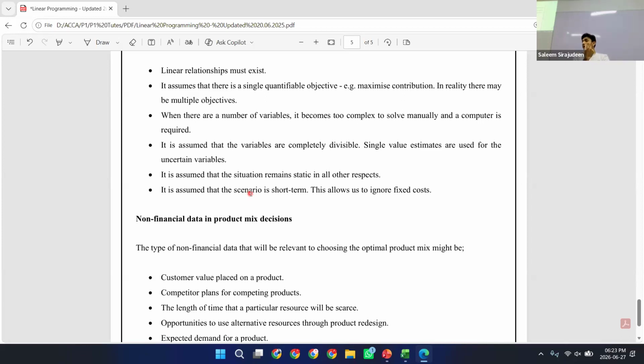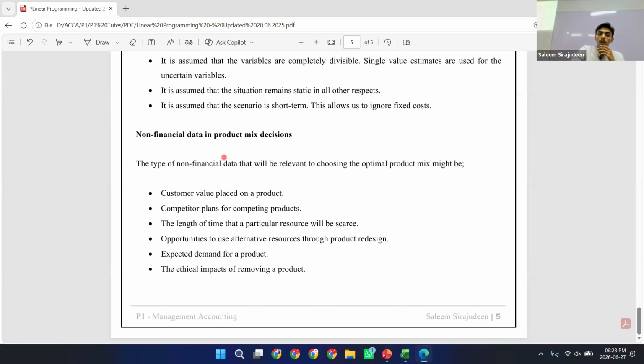The next one, it is assumed that the scenario is short term. So linear program we are using for short term because we are not considering the fixed cost. Fixed cost we are ignoring. It is a problem, right? Next one, non-financial data in product mix decision. Now, based on the financial information, we found the product mix, right? What are the non-financial aspects? Customer value. Sometimes customers will prefer product B, but according to your contribution, product B might be 0.